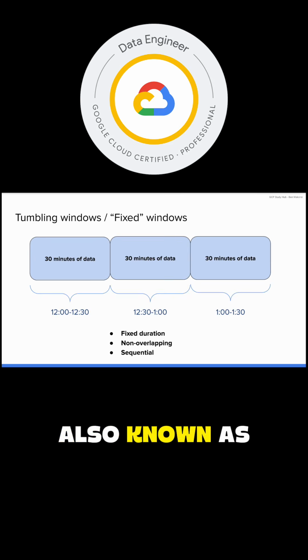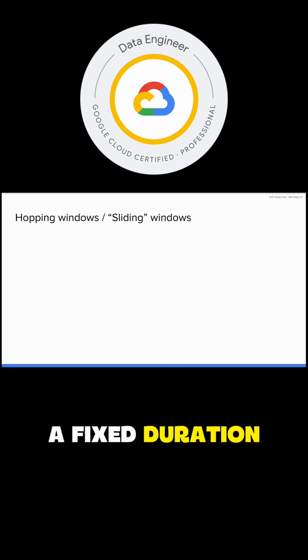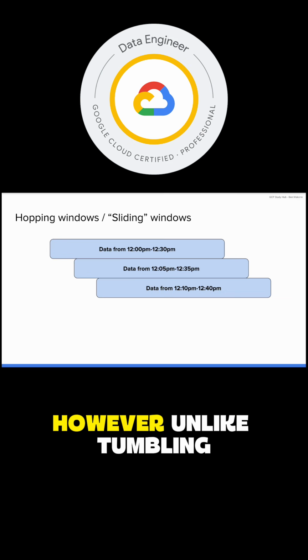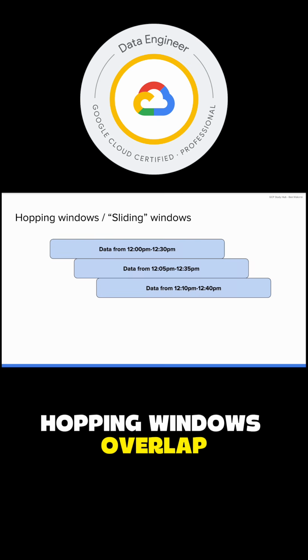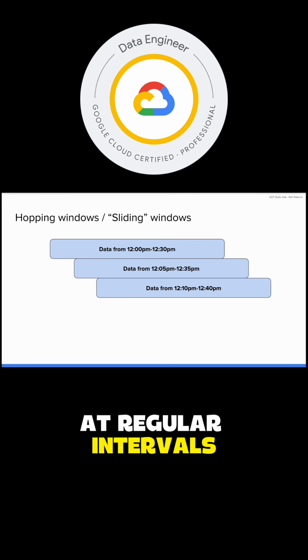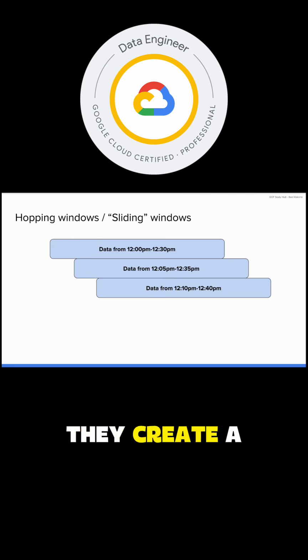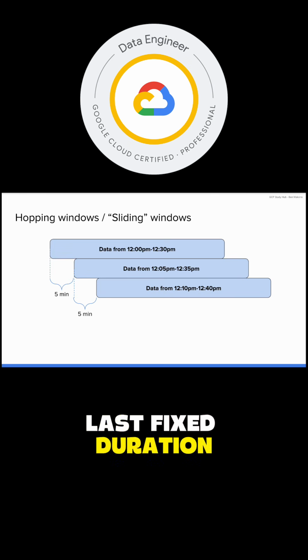With hopping windows, also known as sliding windows, each window has a fixed duration, similar to tumbling windows. However, unlike tumbling windows, hopping windows overlap. They hop forward at regular intervals. These intervals are called hops. They create a new window that includes the last fixed duration of data.